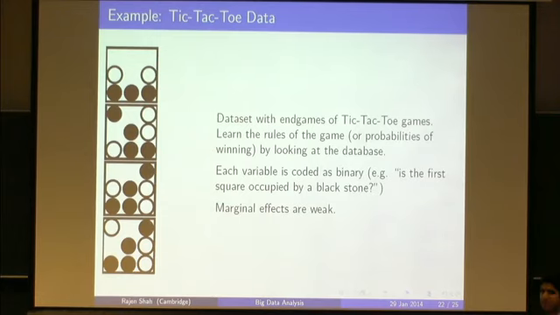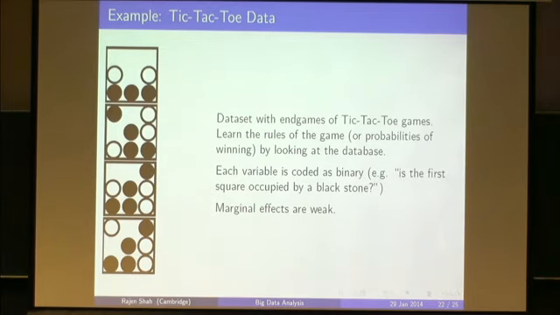And this is essentially a binary data set, because what you would do is have a variable for, does this square contain a black circle? If it does, you put a 1. If it doesn't, you put a 0. Then you say, does this contain a white circle? If it does, you put a 1. If it doesn't, you put a 0 there. So this is just binary data.